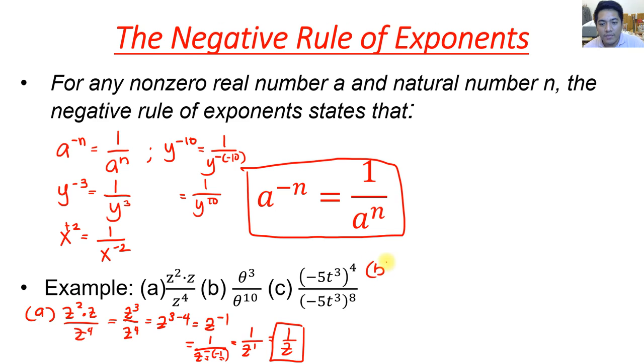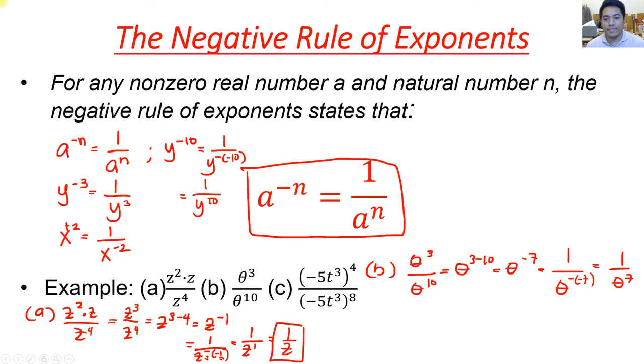The negative of negative 1 when multiplied here becomes positive. For letter B, we have theta raised to 3 all over theta raised to 10. So you have theta raised to 3 minus 10, then you have theta raised to negative 7. If we negate that, we have 1 all over theta raised to the negative of negative 7, that would be 1 all over theta raised to 7.